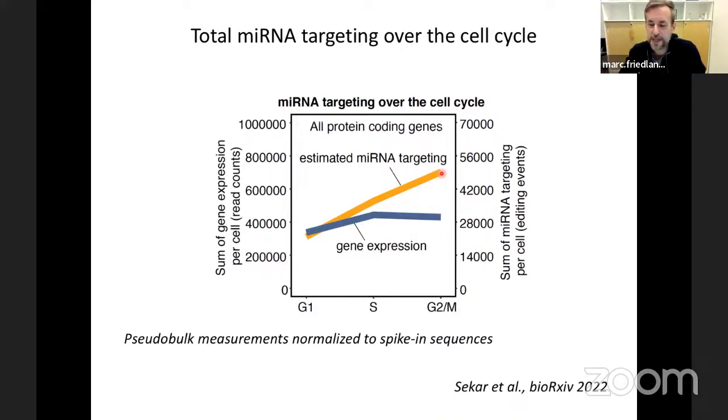And then at G2M, we have cell division, and following the cell division, we have G1 again with a burst of new transcription, and then basically all of the accumulated targeting, as evidenced by editing, is diluted out. And we think that both hypotheses are interesting and important. And now we're looking into it by also looking at half-lives.